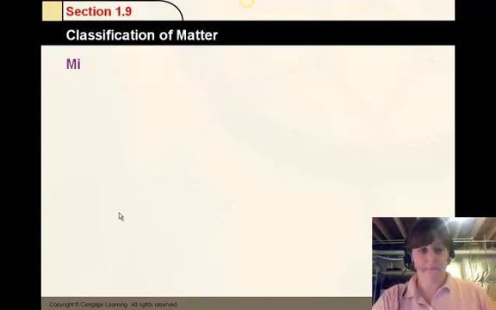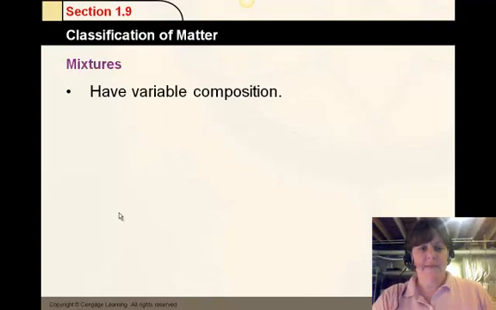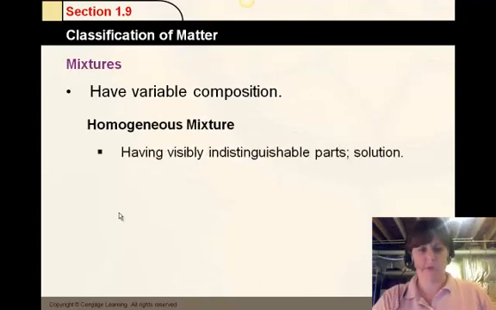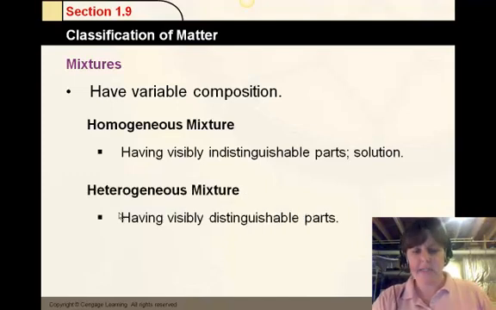Mixtures have variable composition. They can be homogeneous, having indistinguishable parts like a solution, or they can have very distinguishable parts like heterogeneous mixtures, things like sand and seashells. That would be a heterogeneous mixture.